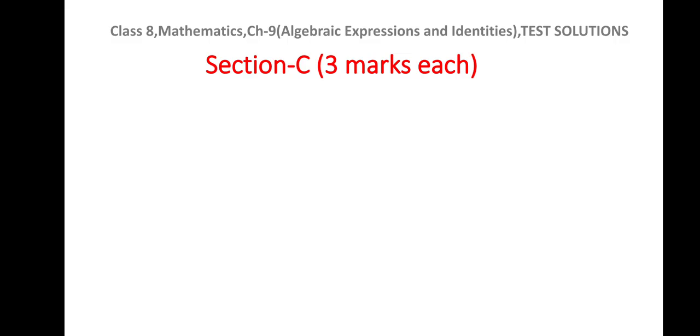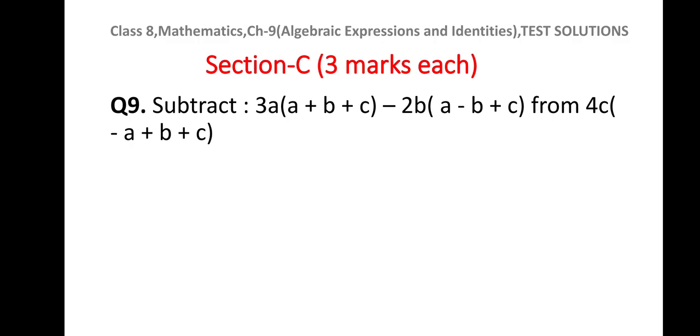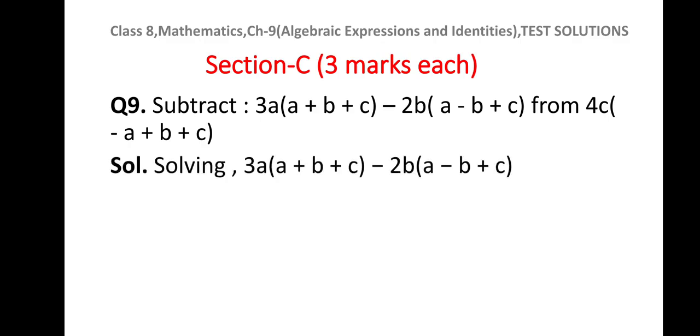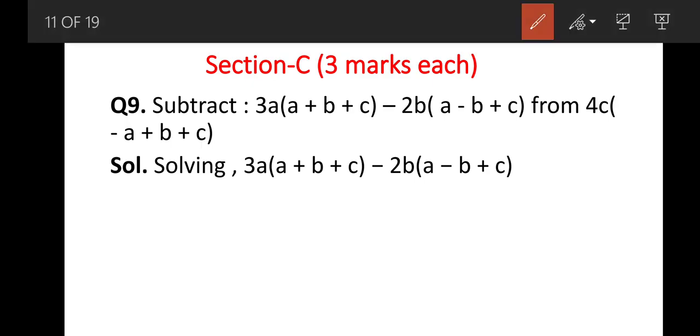Coming to section C, it consists of 3 marks questions. Question number 9 is: subtract 3a bracket a plus b plus c minus 2b bracket a minus b plus c from 4c bracket minus a plus b plus c. Now first of all, it is quite clear that we need to solve these expressions first, and then subtract the result from the given expression.